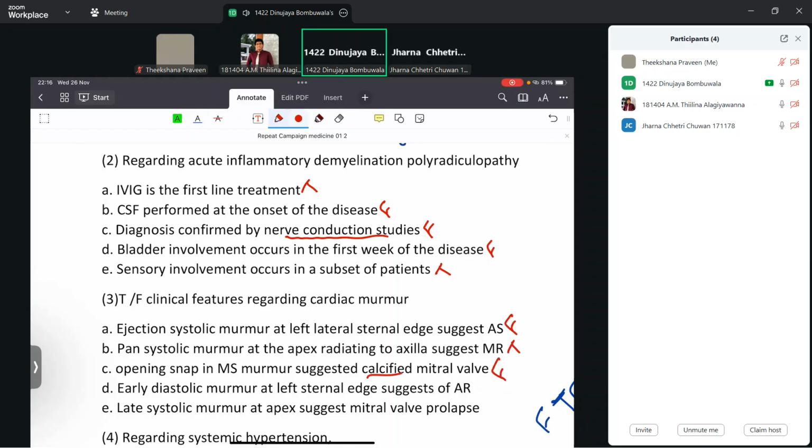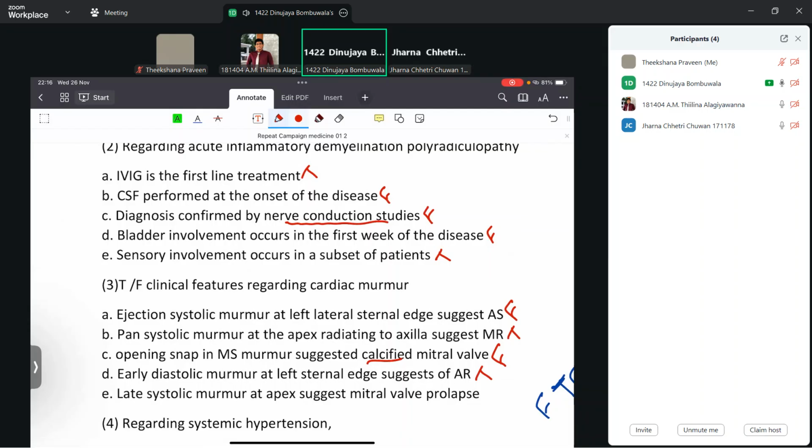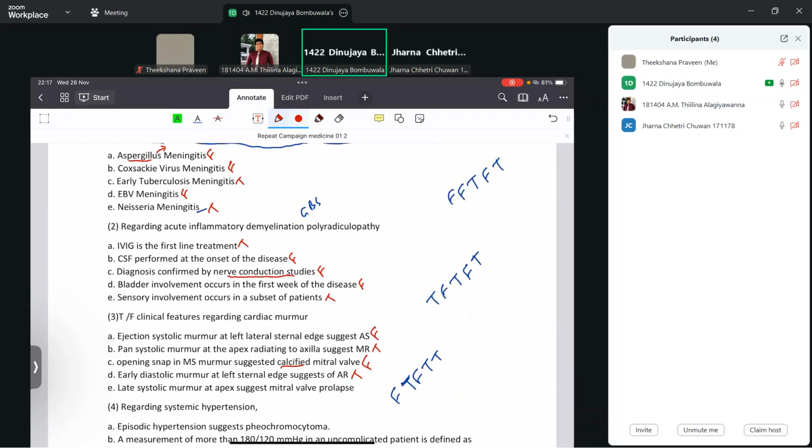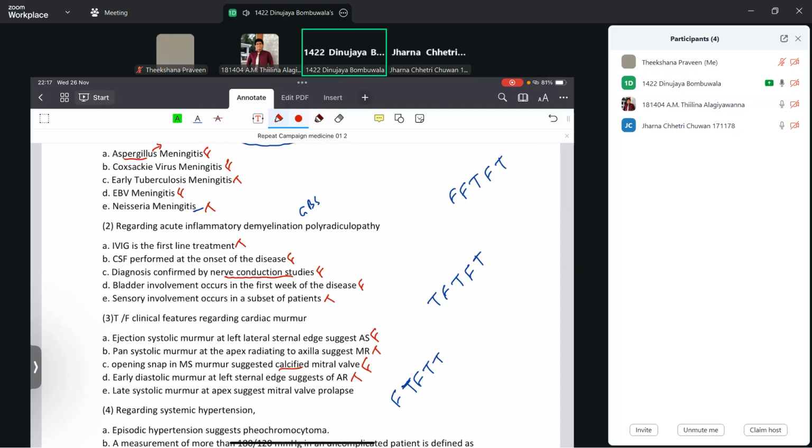Murmur at apex suggests mitral valve prolapse. This one I was also not sure, and I went through it. I am not sure about the pathophysiology behind that as well. I don't think it will come again.